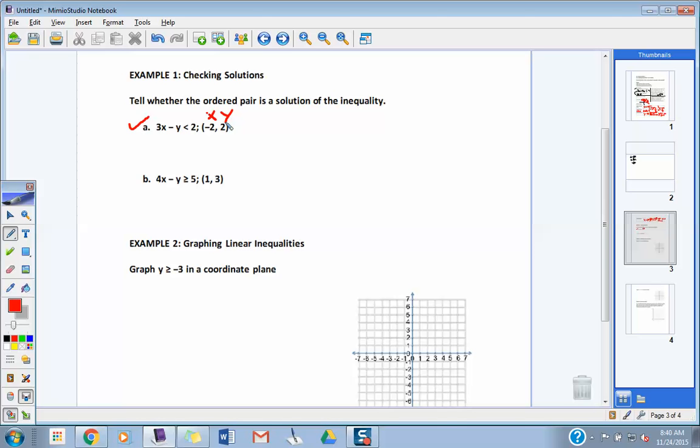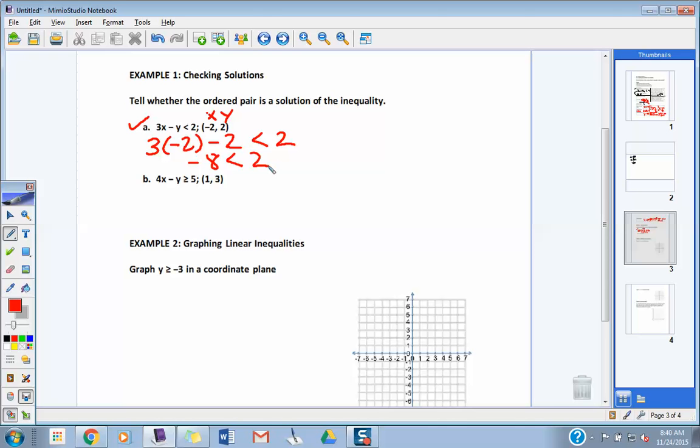So help me do this, guys. This will become 3 times what value? Negative 2 minus my y value, which is 2, and we're going to say less than 2. Now on the left side we have a mess here, but we've got values there, so we should be able to figure out what that is. So help me out here, guys. 3 times negative 2 is negative 6, minus 2 more would be negative 8. So I have negative 8 less than 2. All right. So guys, when I substitute my point in, negative 2 comma 2 in this case, you have a comparison that says negative 8 is less than 2. How about that statement?